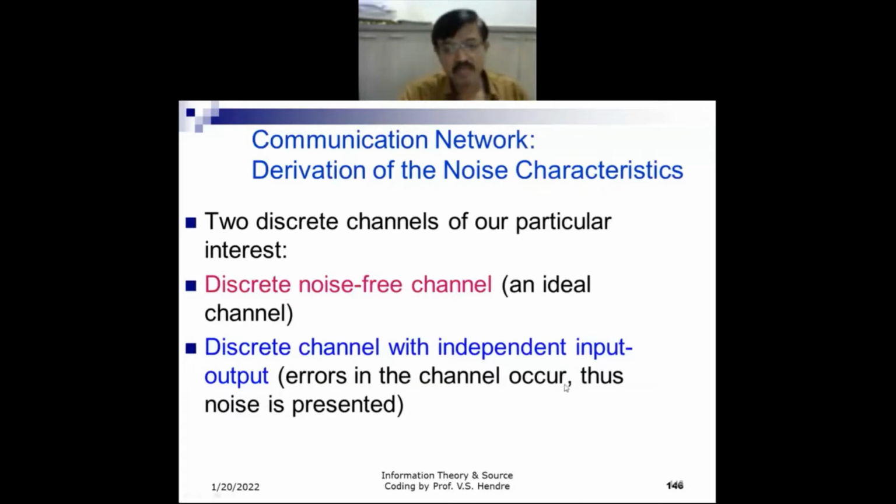Apart from that, we'll take another extreme condition where the channel is completely noisy, and the channel is called a discrete channel with independent input and independent output. Errors in the channel occur and the noise is present, but at the extreme end where we do not expect any particular information transmission. These two extreme cases we will first try to understand, and then we will apply them to the real time channel, to see how we can calculate the information theoretic aspects.